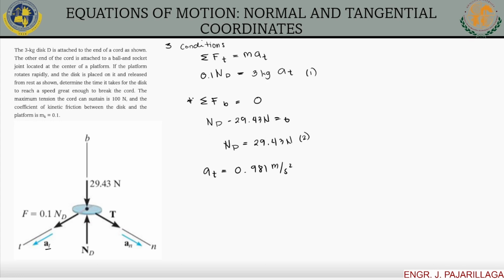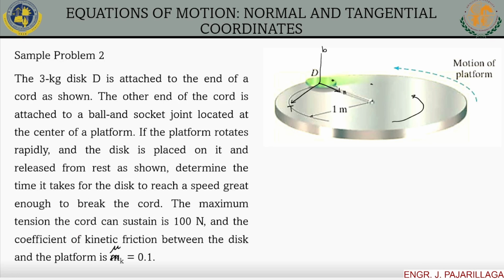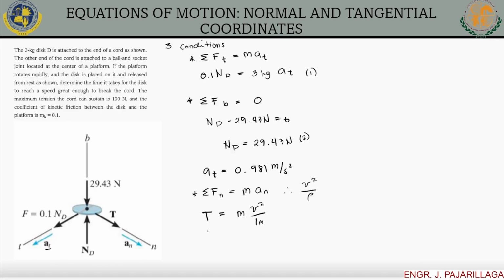Okay? And the last condition is that the summation of forces on the normal axis is equivalent to the mass multiplied by the normal acceleration, a_n, which is equivalent to v squared over rho. So the summation of forces on the normal is equivalent to T, and that is equal to m v squared over rho, where rho from the figure here is 1 meter. Okay? 1 meter. Therefore, we have the value of T.